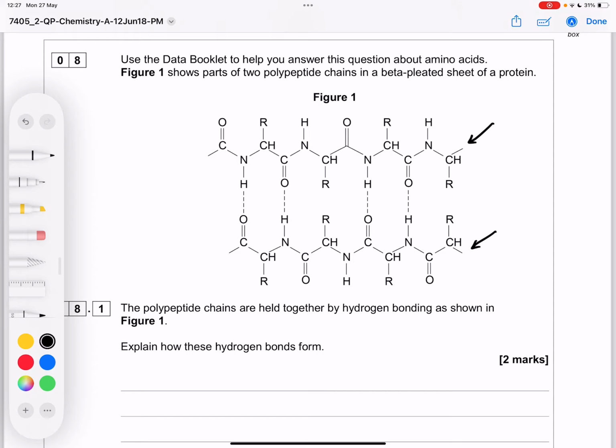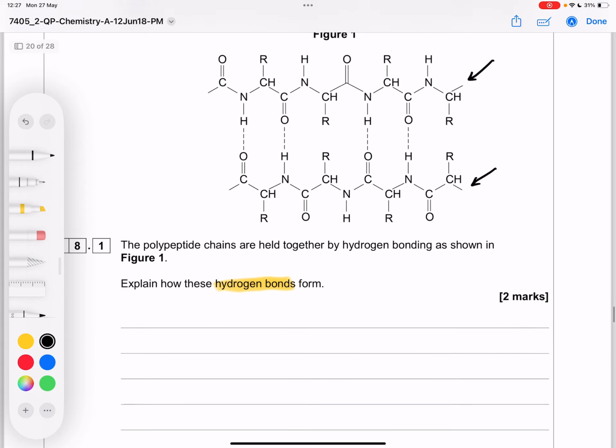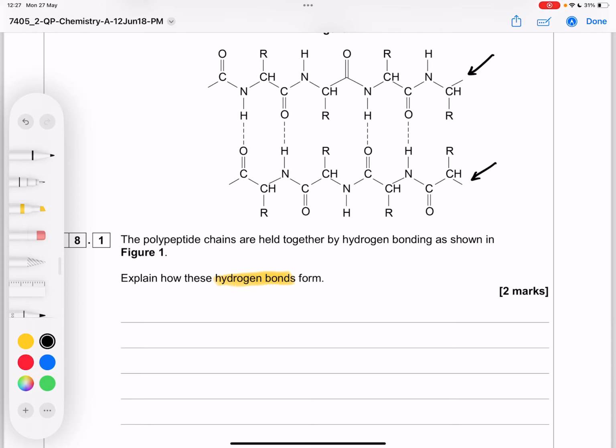It says they're held together by hydrogen bonding. How do those hydrogen bonds form? So this is really an AS question in disguise. How do hydrogen bonds form? So the idea of a hydrogen bond is not just a delta plus attracts a delta minus, but that a lone pair on oxygen is attracted to the delta plus hydrogen, or the delta plus hydrogen more correctly is attracted to the lone pair on oxygen.